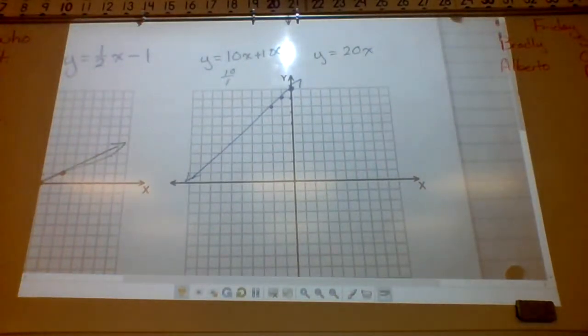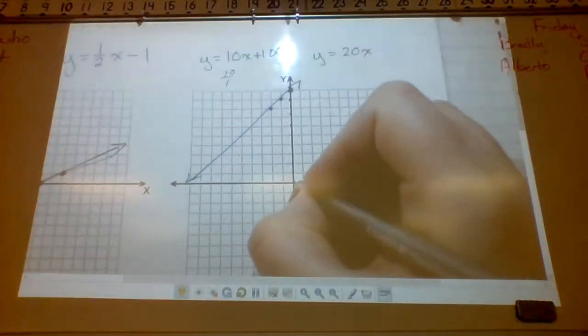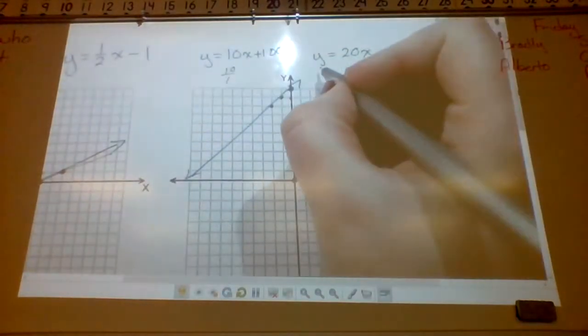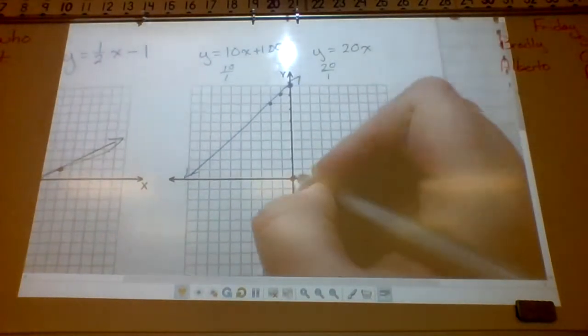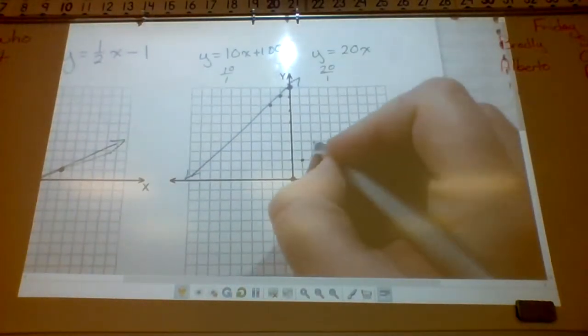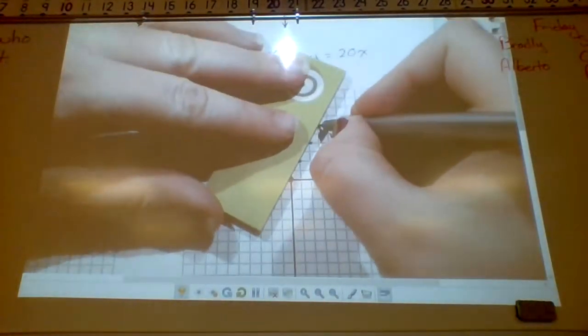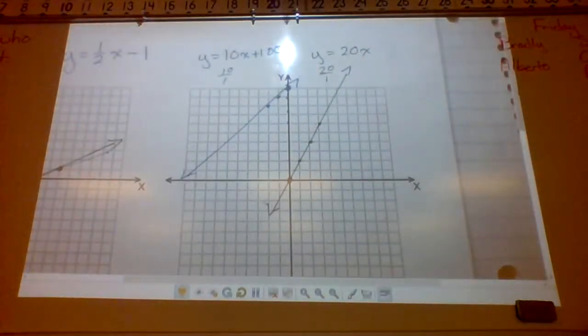Now let's look at Maria's. What does Maria start at? The 0. The origin. What's the slope? 20 over 1. So what do we have to do? Go up 20 over 1. Are we going to be able to see where these intersect? No. So is this a very good system for solving? I mean, we can, but is this a very good graph to use?